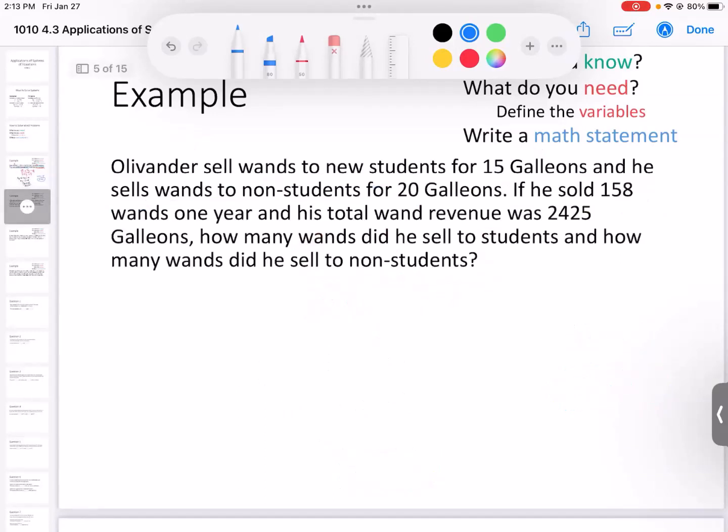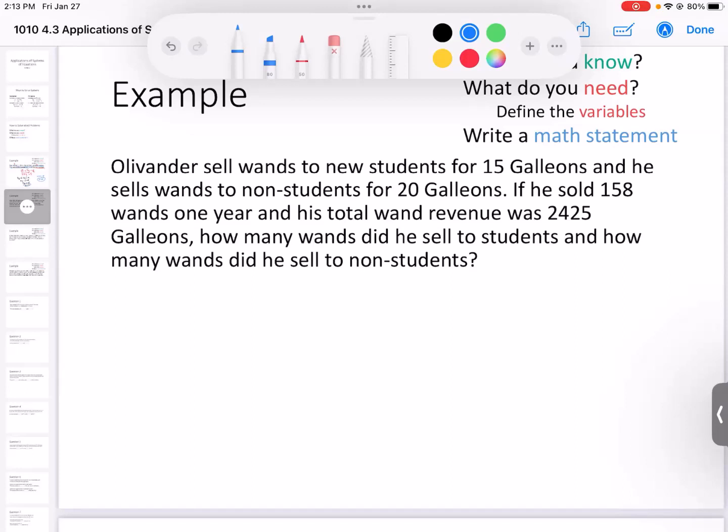Okay, so let's do another example. So I like Harry Potter. I can't remember if I spelled Ollivander right, but Ollivander is the guy who sells wands to all the Hogwarts students. So let's say that Ollivander sells wands to new students for 15 galleons, and he sells wands to non-students for 20 galleons. If he sold 158 wands one year and his total wand revenue was 2,425 galleons, how many wands did he sell to students and how many wands did he sell to non-students?